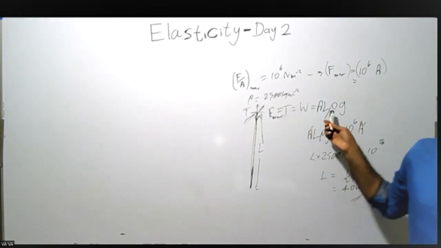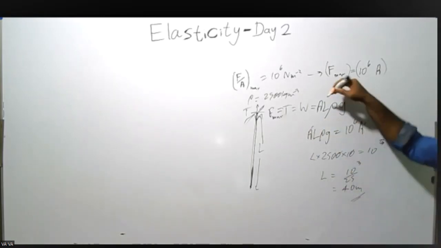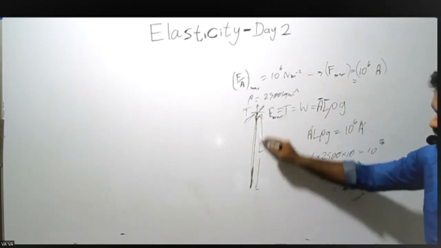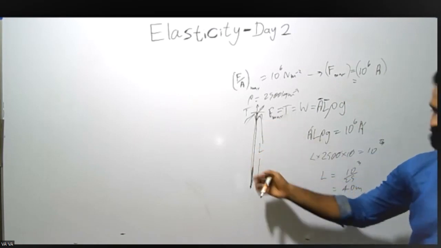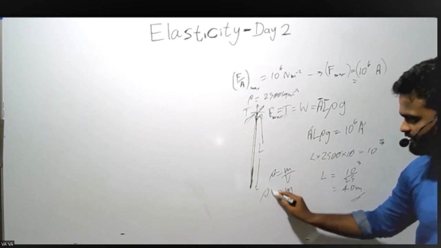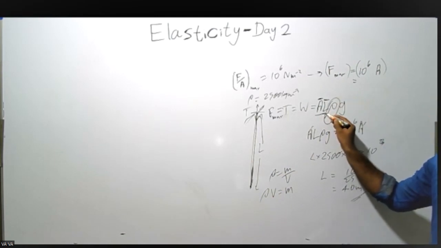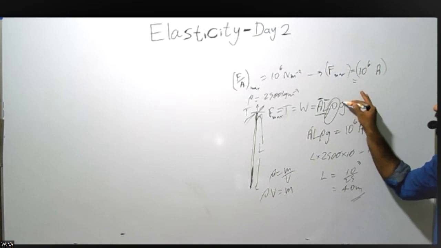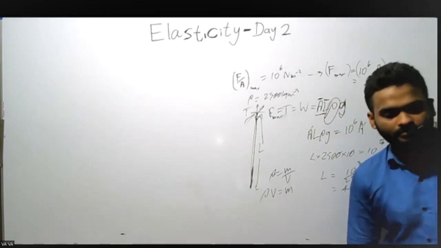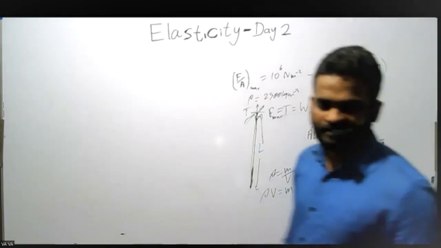No, A L rho G, yeah, we can apply that here. This is not only for hydrostatic. A means cross section, L means length. Cross section times length is the volume of the wire. So we know that, right? So the mass is equal to what? Density times volume. This is density times A L, the volume. Then to make it a weight, you have to multiply that by G. So in that way you can find the length of the wire.